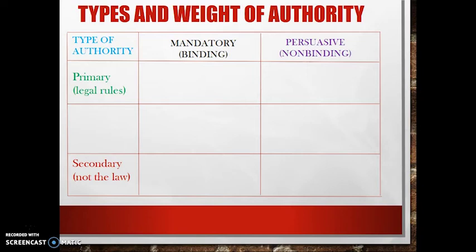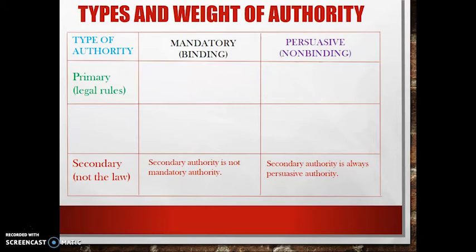We will now discuss the weight of primary and secondary authority. And I will start with secondary authority. Secondary authority is never mandatory. It is always persuasive, and that's simply because it is not the law. Now turning to primary law. It is sometimes mandatory and sometimes persuasive. And for the next minute, I will discuss how to determine whether primary authority is mandatory or persuasive.